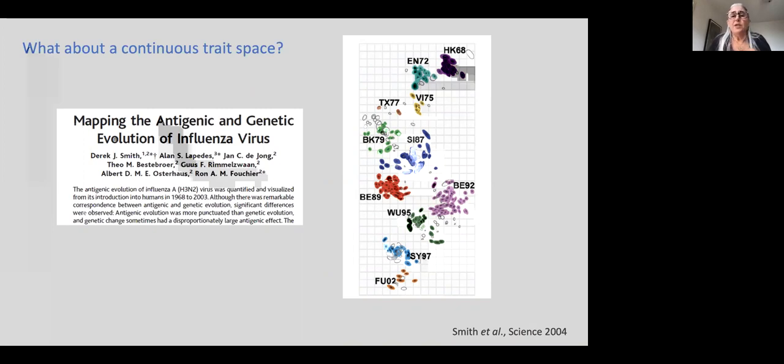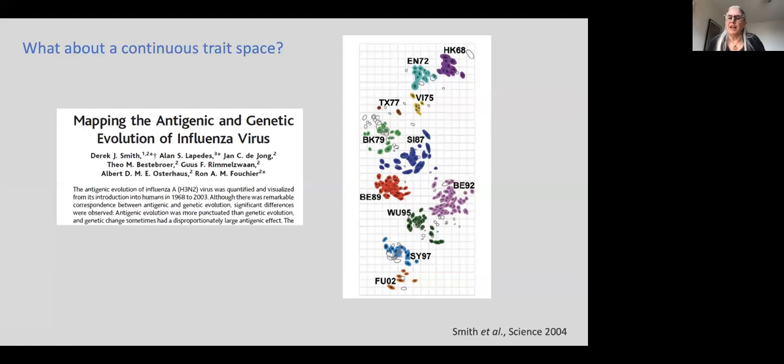And this continuous trait space has a very strong empirical connection, motivated by the very elegant work of Derek Smith and colleagues, looking at data on the virus. What you see here on the right is what is called an antigenic map. You can look at distances in a map that tells you how similar these viruses are. This is not just an imaginary space. This is derived from data.